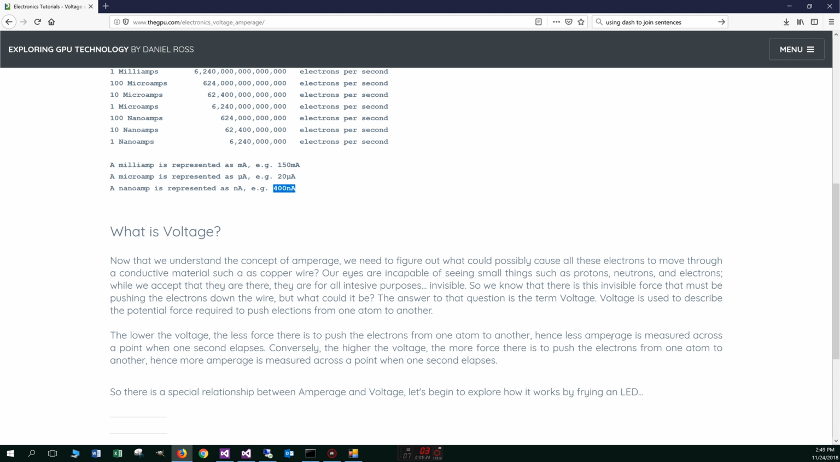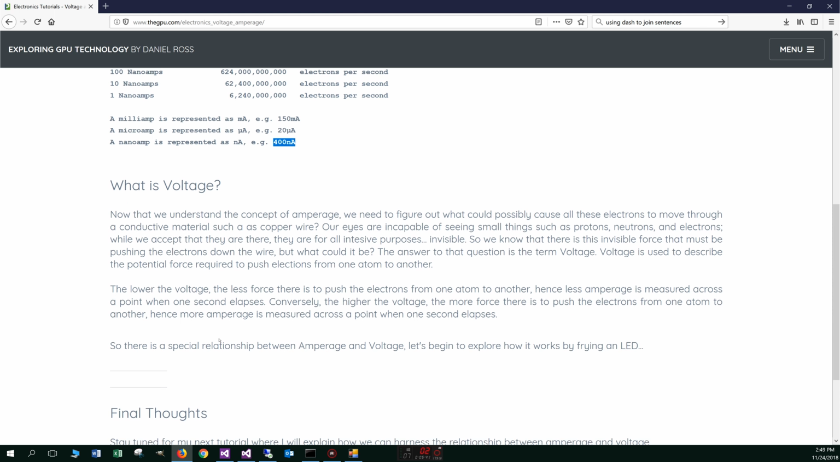Hence, less amperage is measured across the point when 1 second elapses. Now, conversely, the higher the voltage, the more force there is to push the electrons from one atom to another. Hence, more amperage is measured across a certain point when 1 second elapses. So there's a special relationship between amperage and voltage. Let's begin to explore how it works by frying an LED.